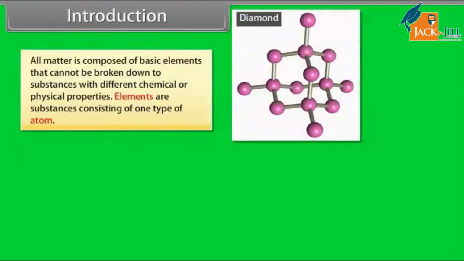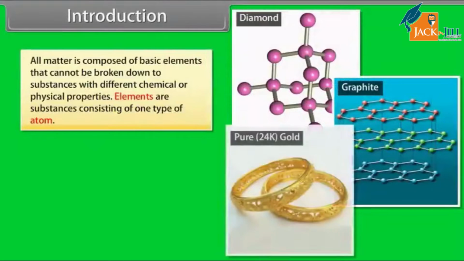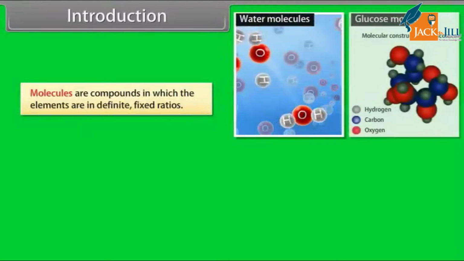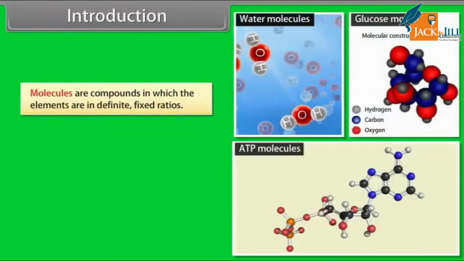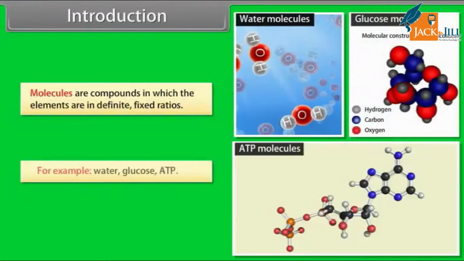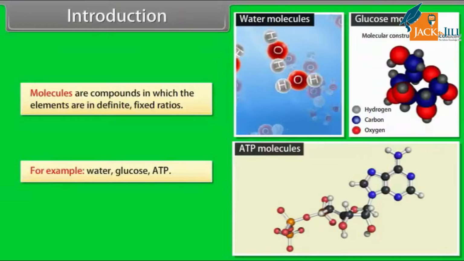All matter is composed of basic elements that cannot be broken down into substances with different chemical or physical properties. Elements are substances. Molecules are compounds in which the elements are in definite fixed ratios. For example, water, glucose, ATP.